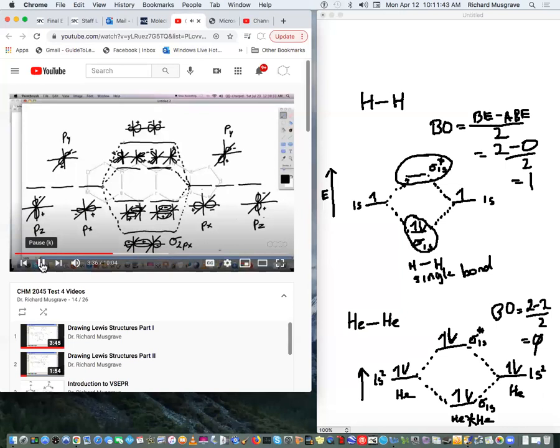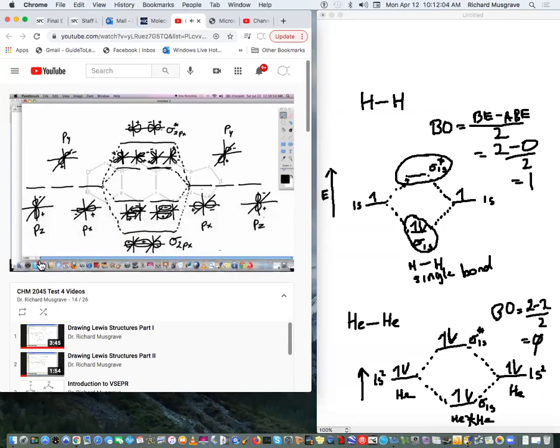So this would be the combination of the two px orbitals that I've got here. I'm calling that sigma 2px. And this up here would be called sigma star 2px. And what I'm trying to denote there is that this is bonding and this would be antibonding.